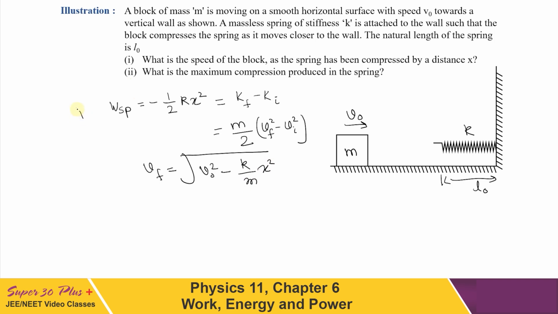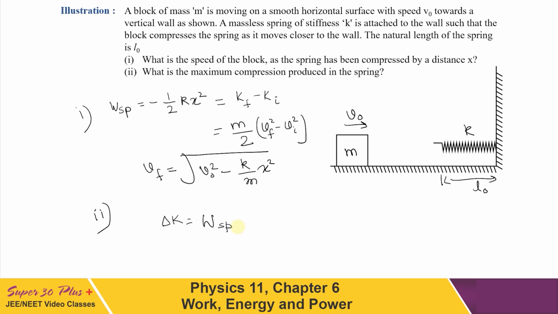Now for the second part, what is the maximum compression produced in the spring? When the spring is maximally compressed, its speed momentarily comes to 0. So we can write, from the starting of motion, the change in energy has to be equal to the work done due to the spring. It is the only force which is doing work here, because weight and normal are perpendicular to the displacement, so they are not contributing to work.